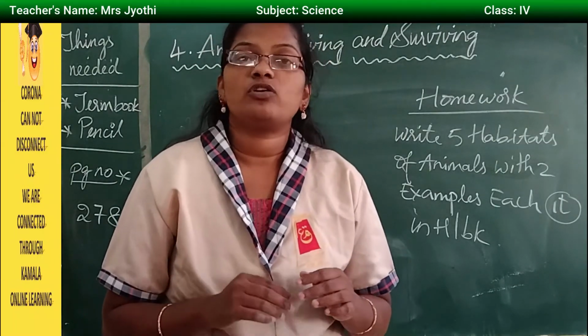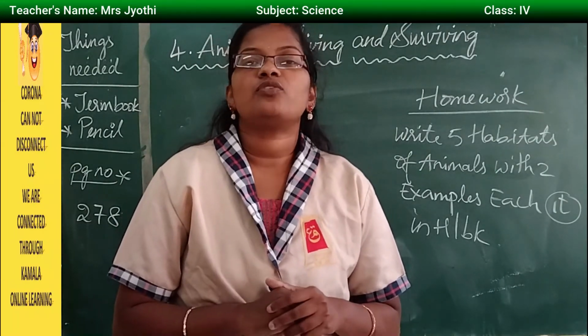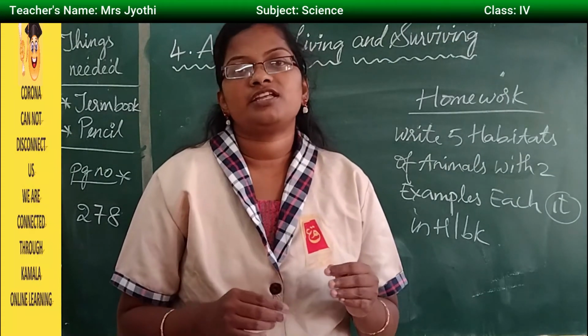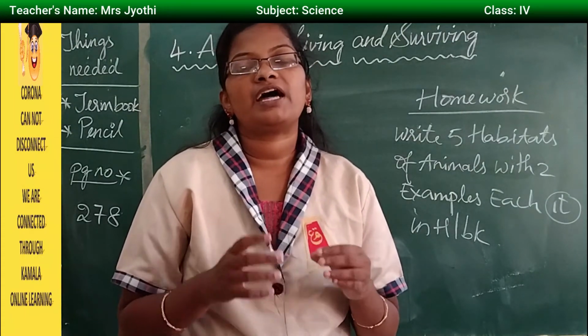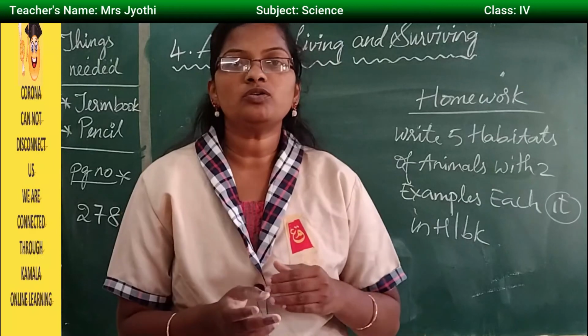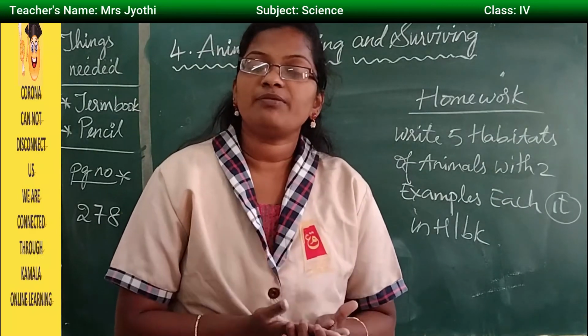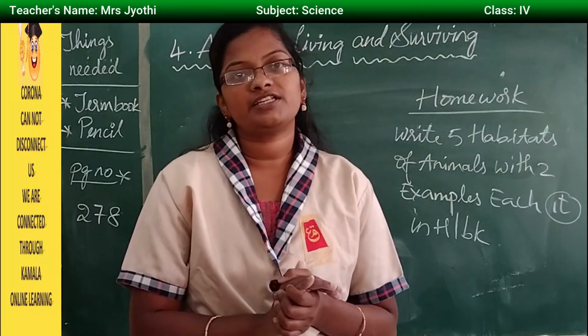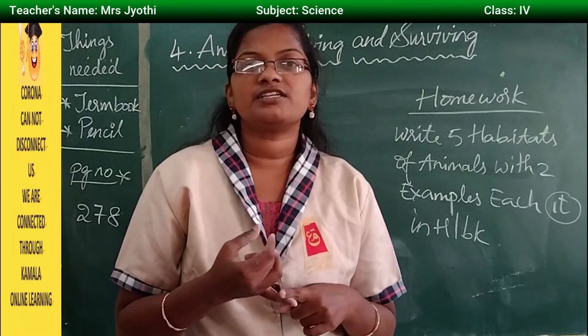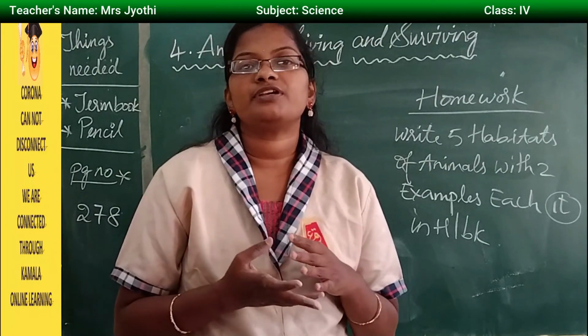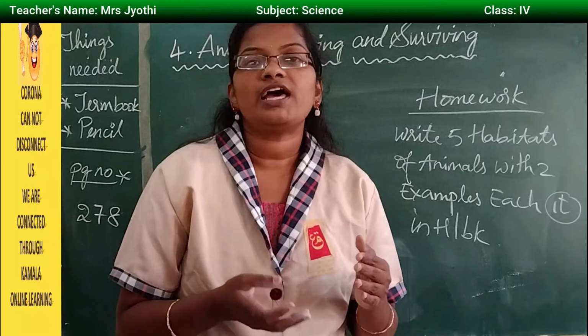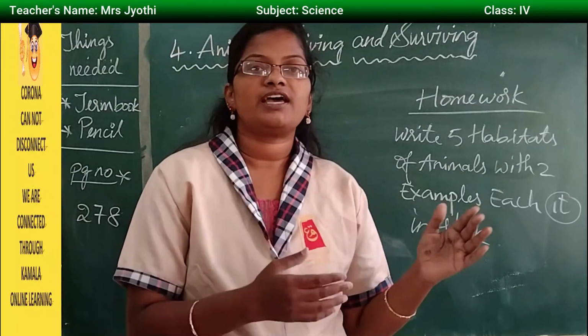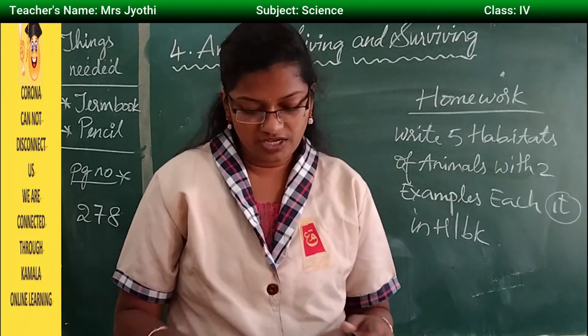And next we have also learned about habitat. So what is a habitat? Habitat is nothing but the place where the plant or animal is able to live. So based on the habitat, there are 5 major categories of animals: terrestrial, aquatic, amphibious, then arboreal and aerial. So these I have given you as homework. You have to do it.